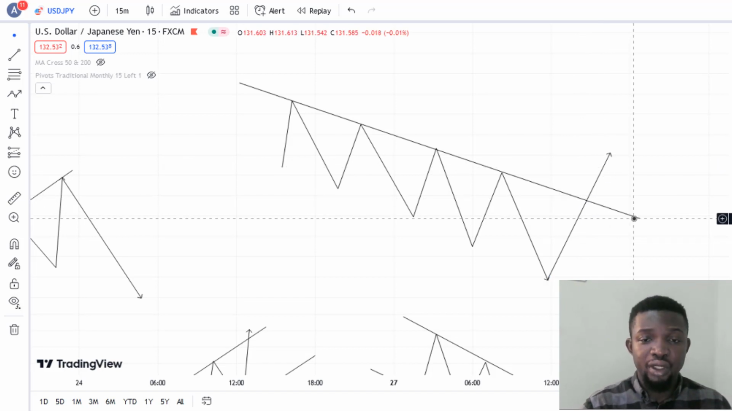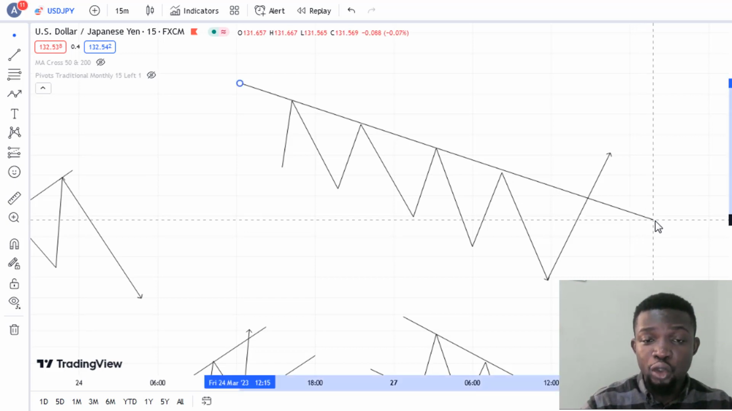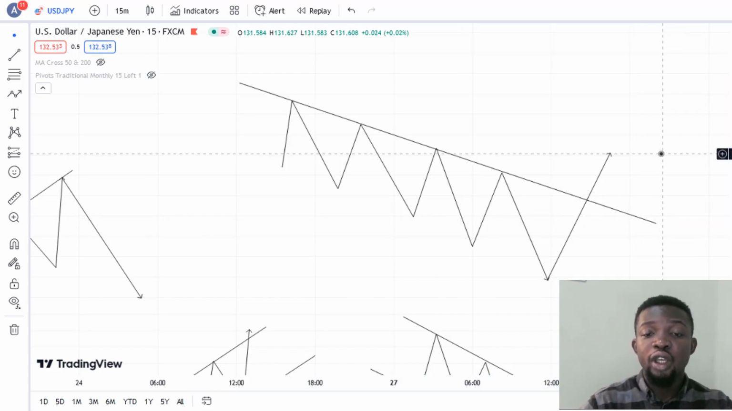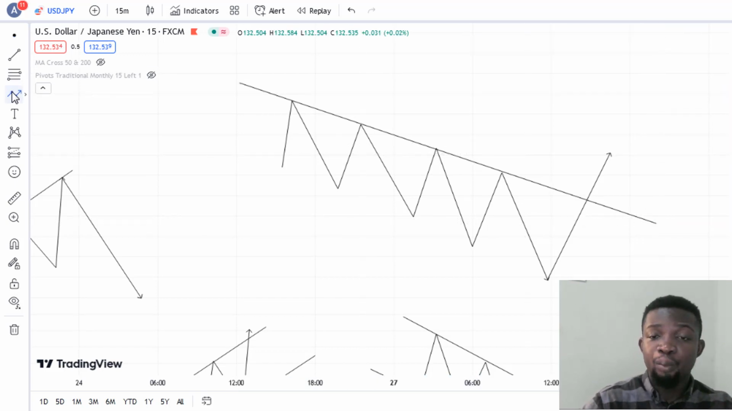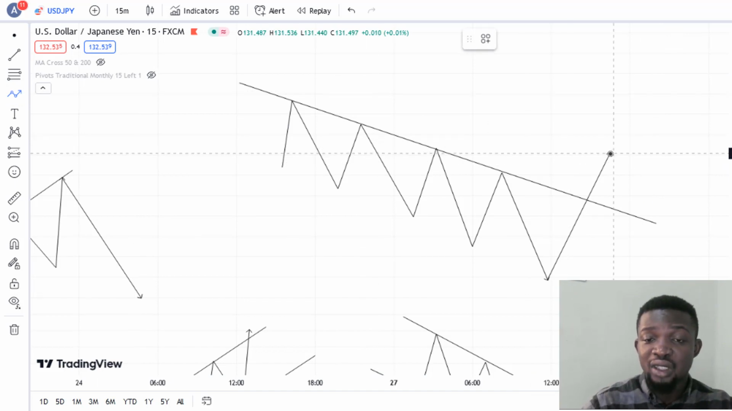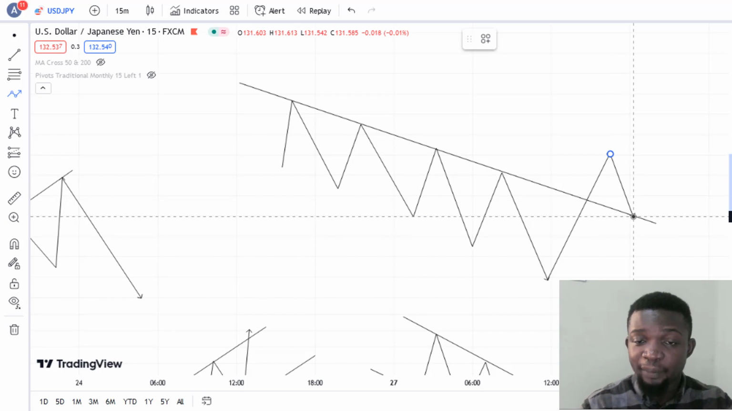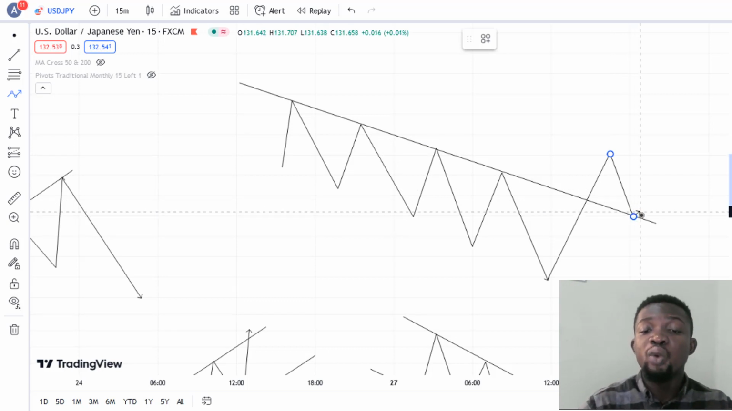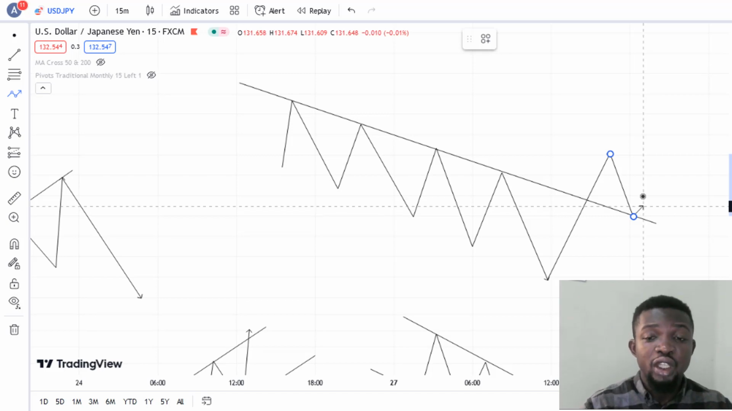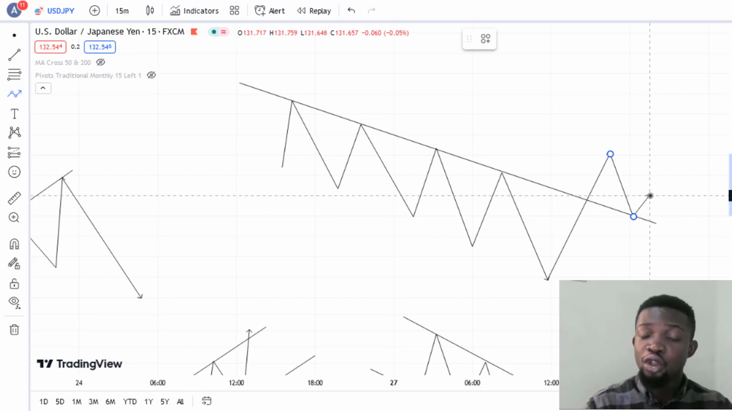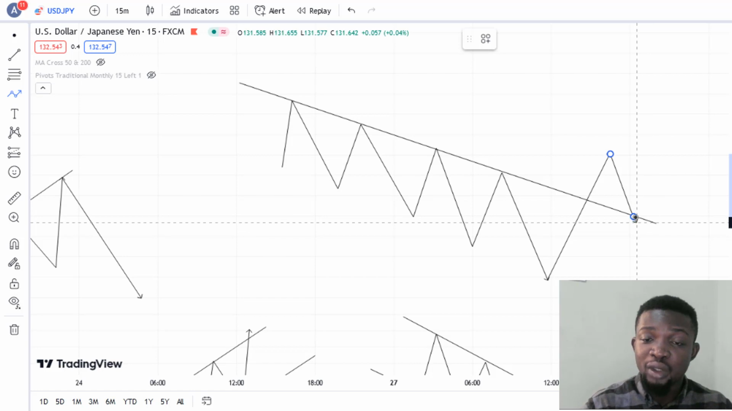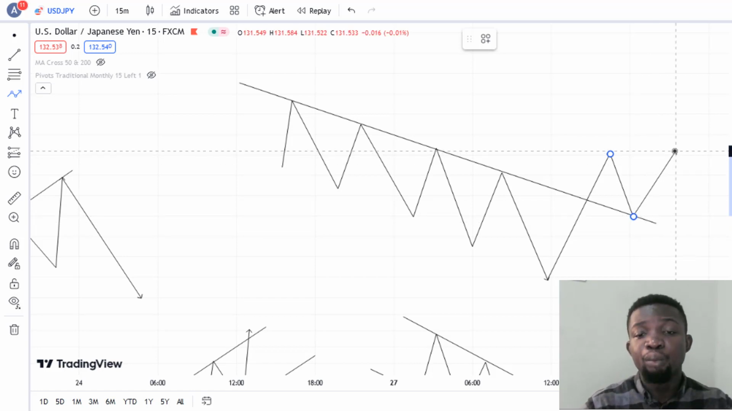Now how do you trade this breakout? We wait patiently. You should wait patiently for a push down to retest this trend line. Now once we have the retest of this trend line, that is when we wait for a bullish candlestick formation, because we are planning to go long from this retest. So we need a bullish candlestick formation to push the market up.